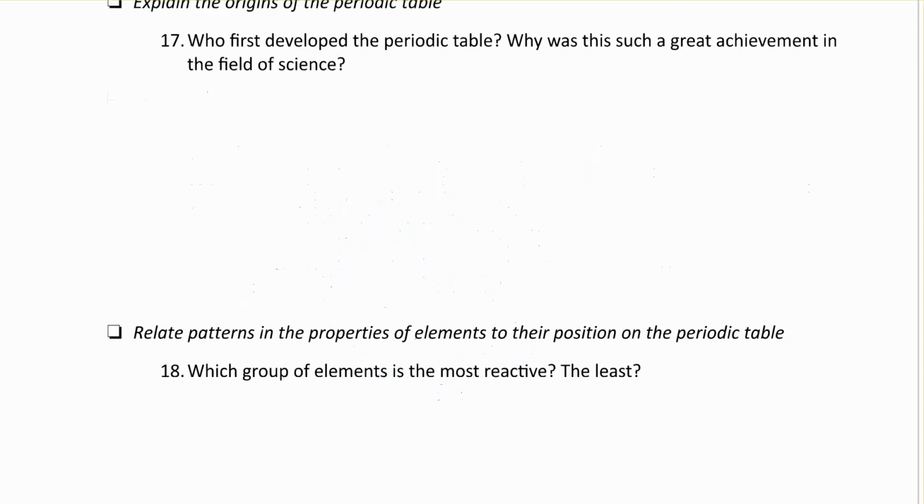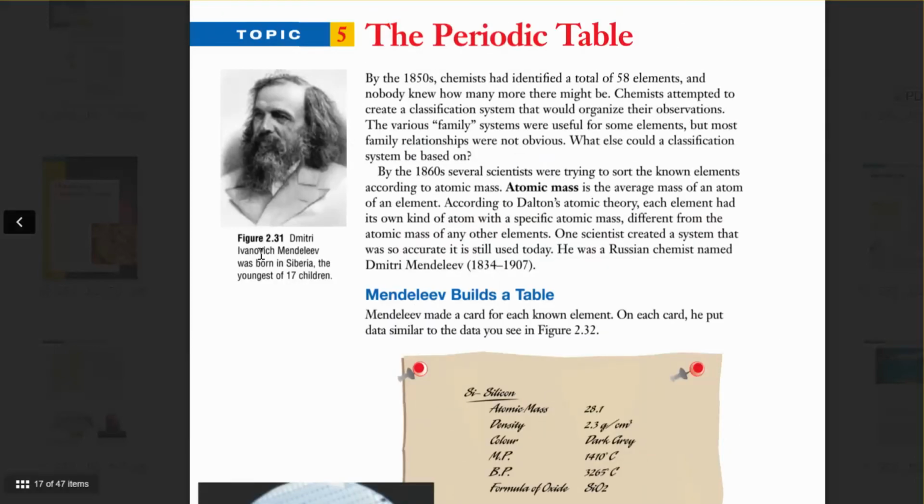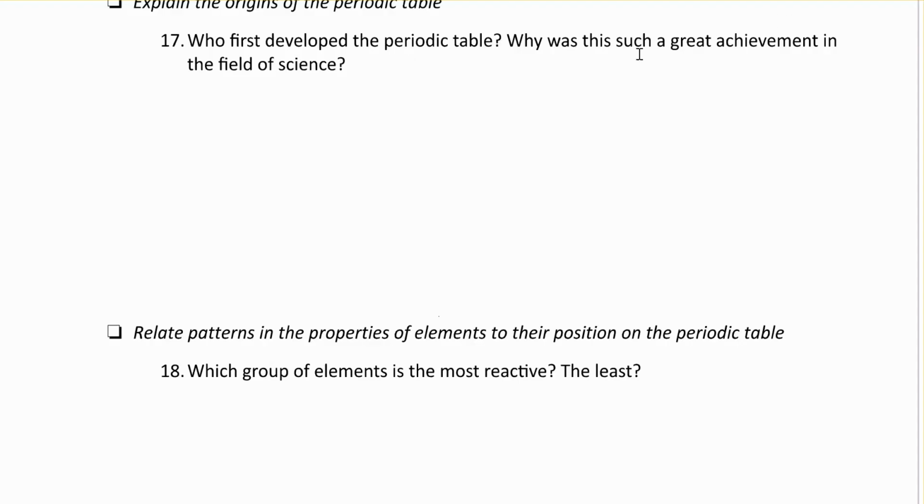Yeah. So 17, who first developed the periodic table? Why was this such a great achievement in the field of science? This was this guy, right? Dmitri Mendeleev. It was such a great achievement in the field of science because he was able to predict where certain atoms would be. He said that there must be some elements that we just haven't found yet. And then they actually did find those later.